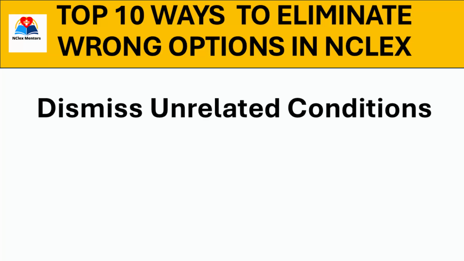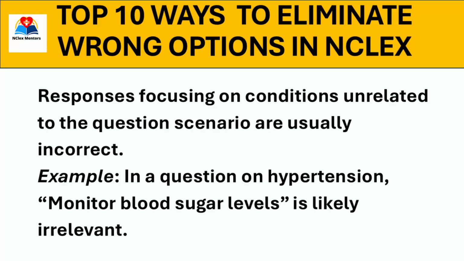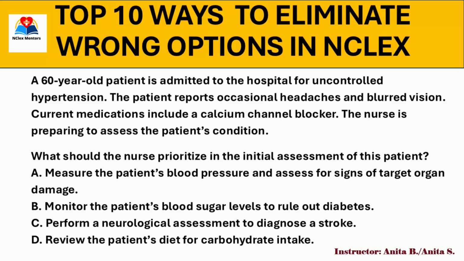Dismiss unrelated conditions. Responses focusing on conditions unrelated to the question scenario are usually incorrect. For example, in a question on hypertension, "monitor blood sugar levels" is likely irrelevant. Let's see a practice question to understand this much better. A 60-year-old patient is admitted to the hospital for uncontrolled hypertension. The patient reports occasional headaches and blurred vision. Current medications include a calcium channel blocker. The nurse is preparing to assess the patient's condition. What should the nurse prioritize in the initial assessment of this patient?